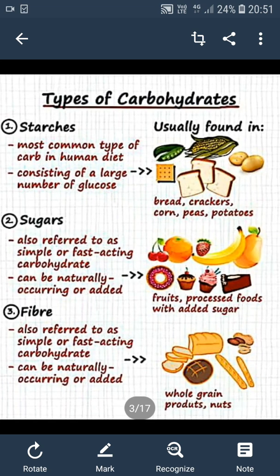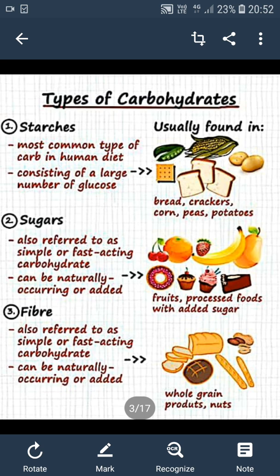The energy giving food we call carbohydrates. Yes children, carbohydrates are energy giving food. In carbohydrates, there are 2 types. One is sugar, the other one is starch. See, sugar is a simple form of carbohydrates. And also you know, sugar gives a quick source of energy.